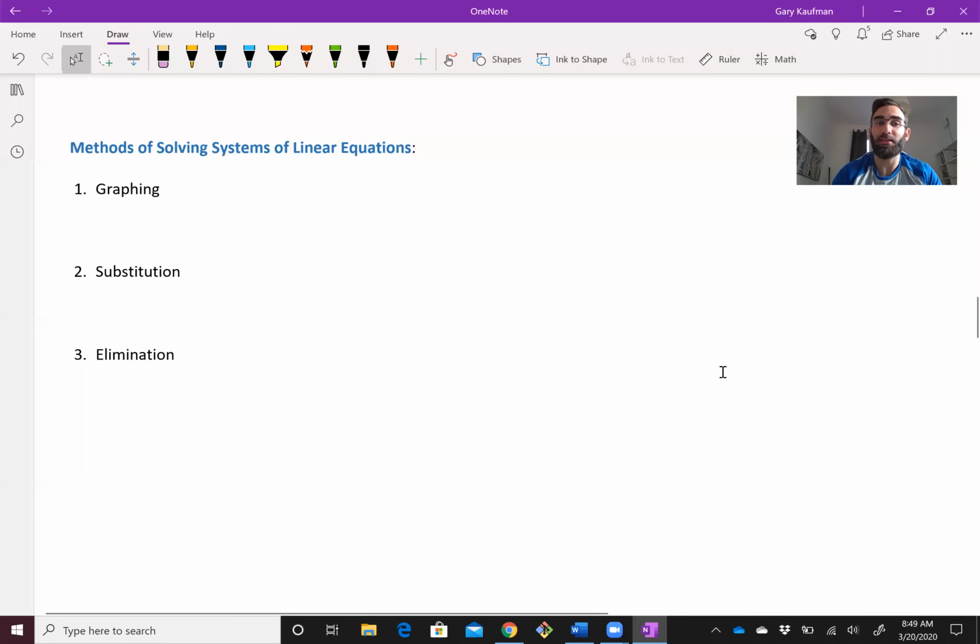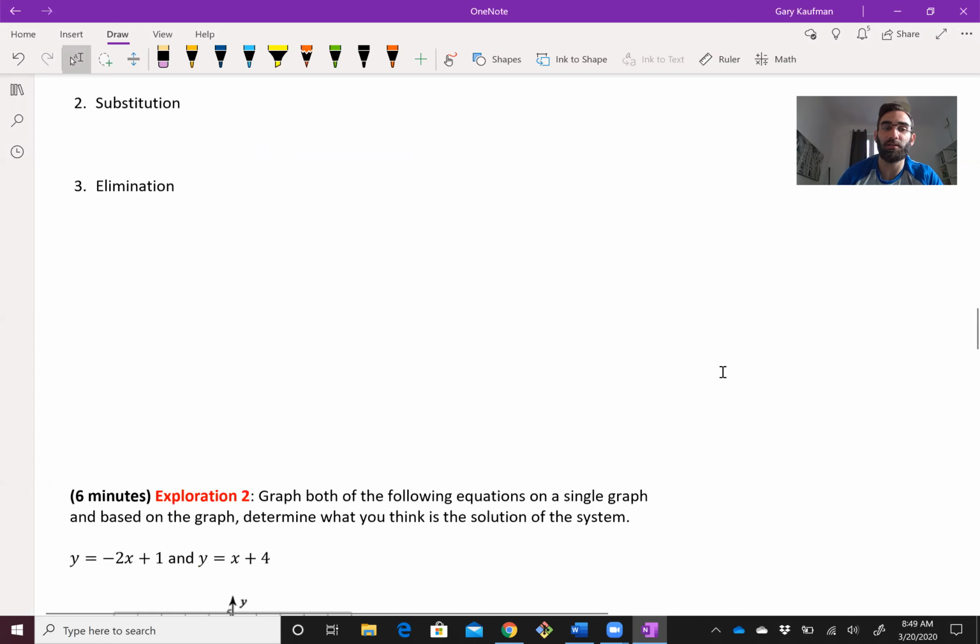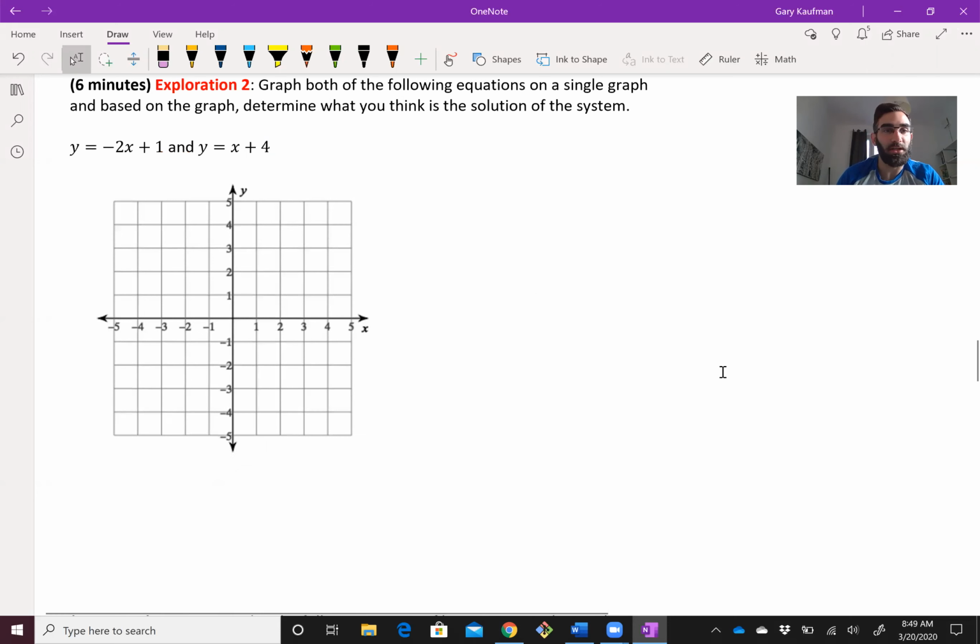Now, there are three methods of solving systems of linear equations that we're going to look at this year: graphing, substitution, and elimination. Today, our focus is on graphing. So let's take a look at what that looks like. Here's an exploration for you to start first, though. I want you to graph both of the following equations on a single graph. So I only have one here. And based on the graph, what do you think the solution of the system is? So go ahead.